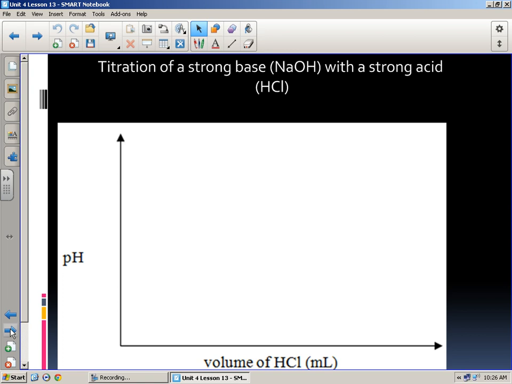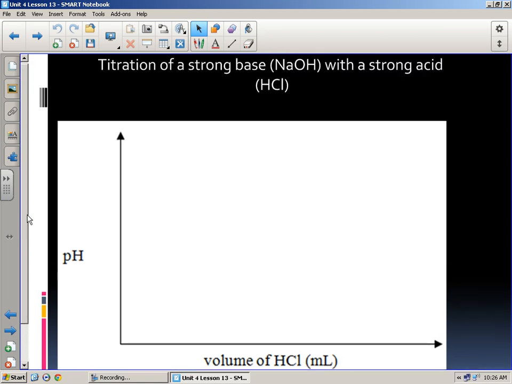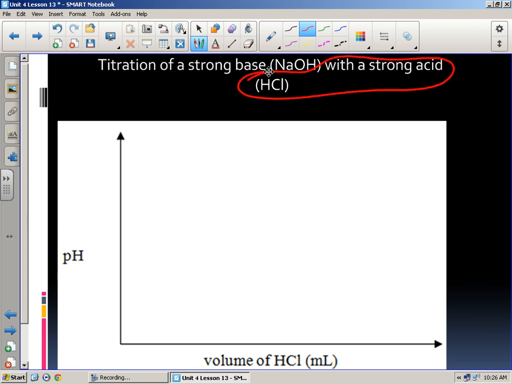Well, first of all, two things you have to know for sure here, guys, and this is very, very important. When you're titrating a strong base with a strong acid, the second part of that statement, the strong acid, means that this is going to be in the burette, okay? And you need to know that for sure.